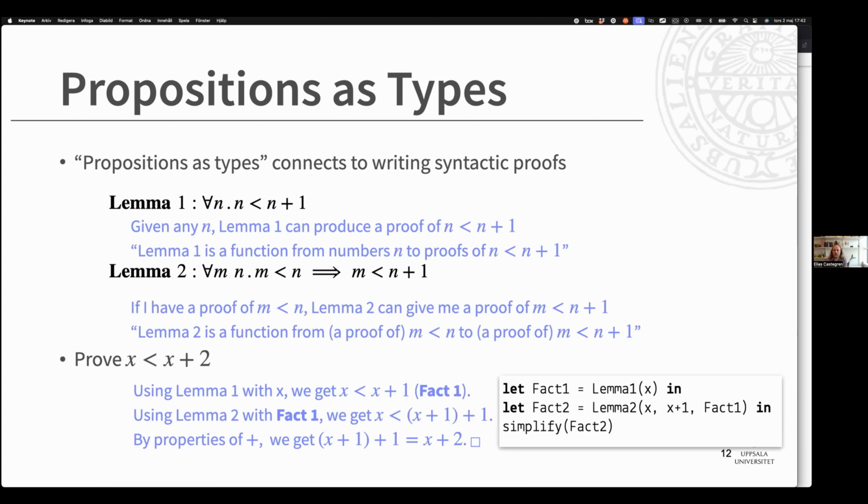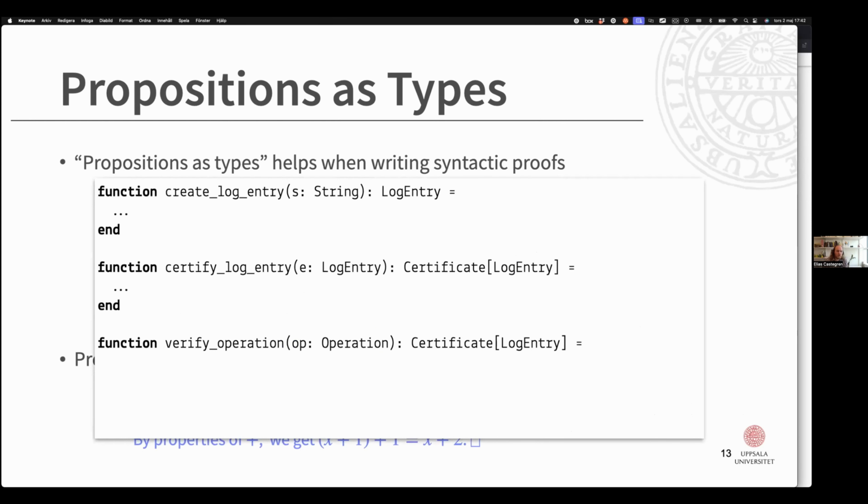In a sense, this is similar to, I don't know if you've ever been in an unfamiliar code base. Let's assume that this is thousands or tens of thousands of lines of code, and you're writing this verify operation thing. You have an operation as an argument. You need to produce a certificate of a log entry, and you might go to think, okay, let's just look at the functions here.